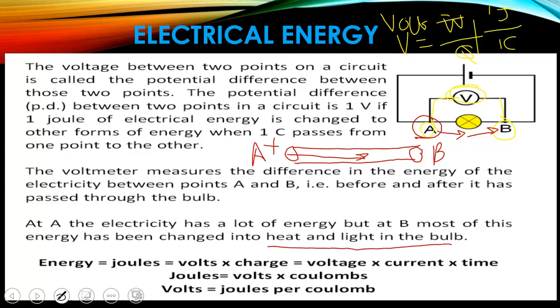Energy is measured in joules, equivalent to volts times charge. We can replace the charge with current times time. So joule equals volts times charge, which equals voltage times current times time. Joule equals volt times coulomb, or volt is joules per coulomb.